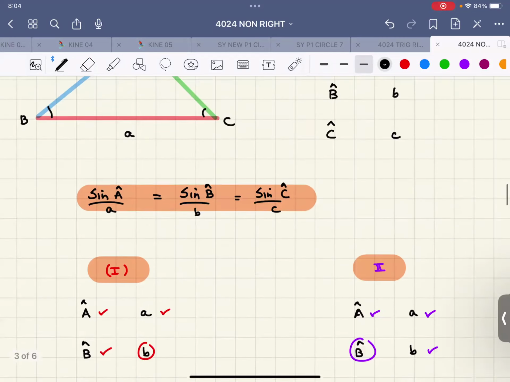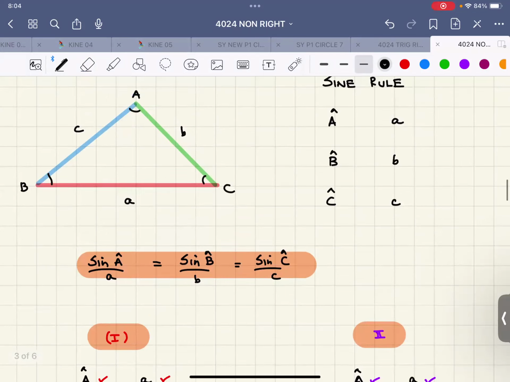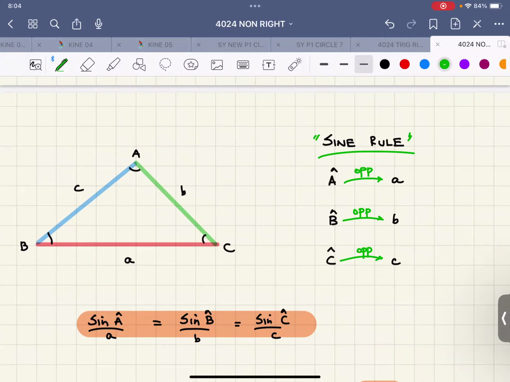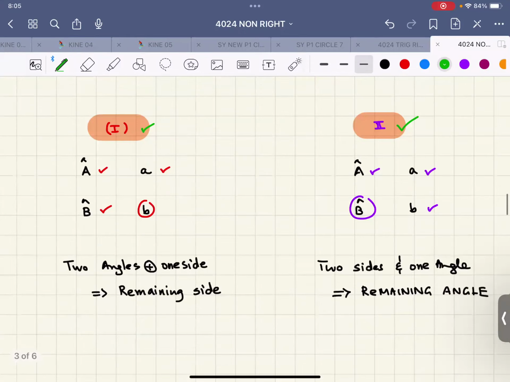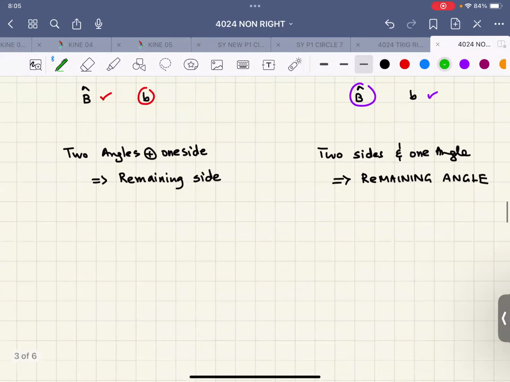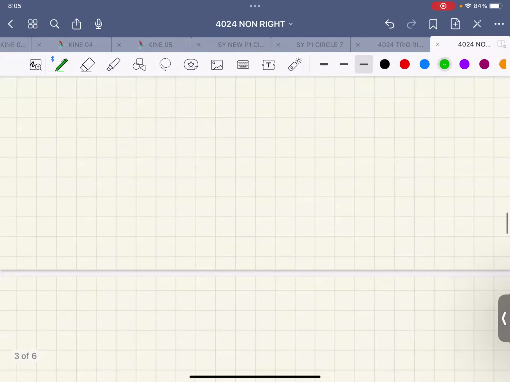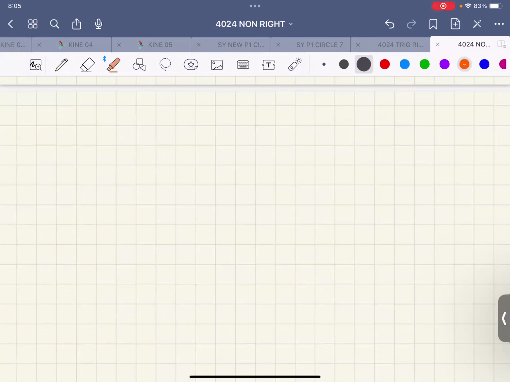This is a must. That is the relationship between side and opposite angle, side and opposite angle, side and opposite angle. This is the rule for the sine rule. There is no compromise on this. There are two variations, this variation and this variation. Now, let me give you a question. Actually, I'll solve it, but let me just label it.